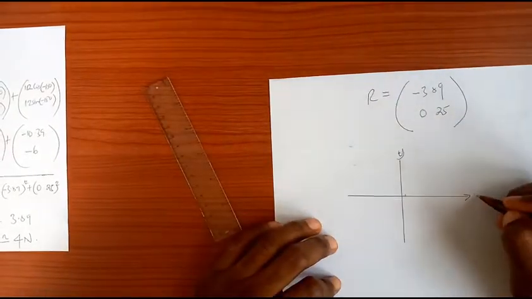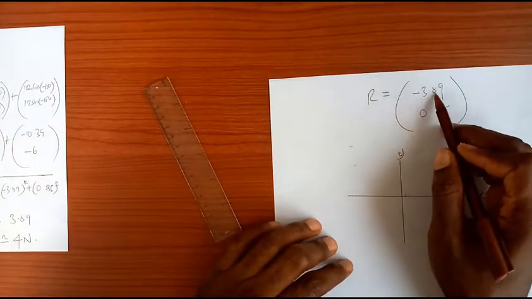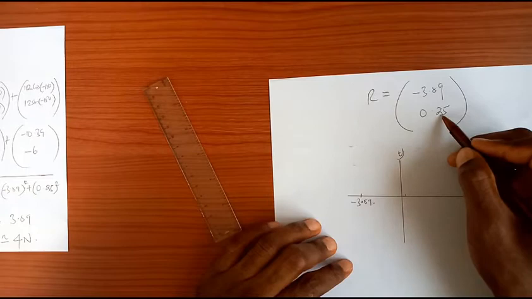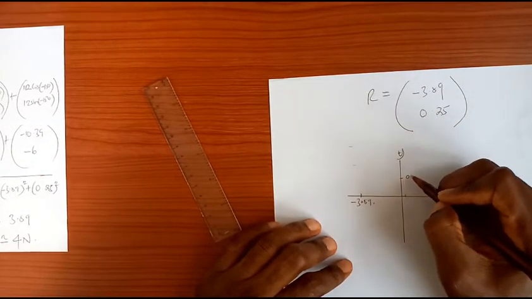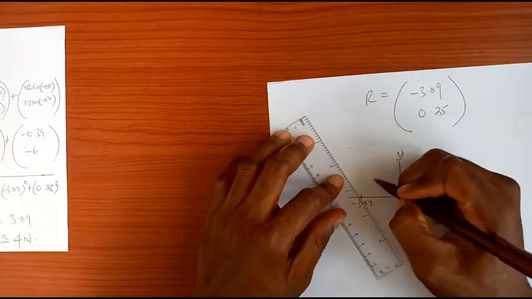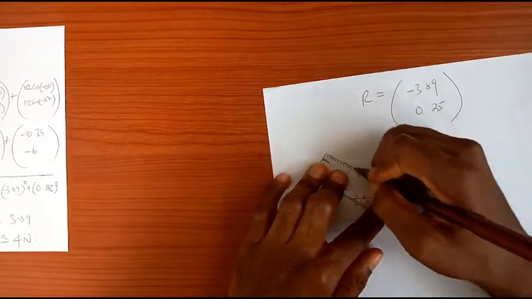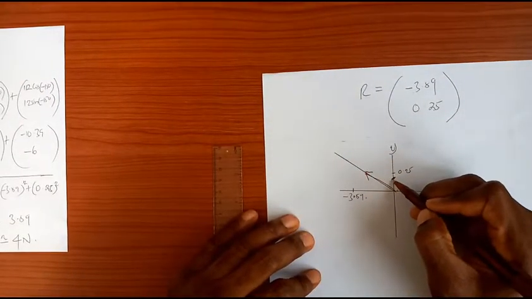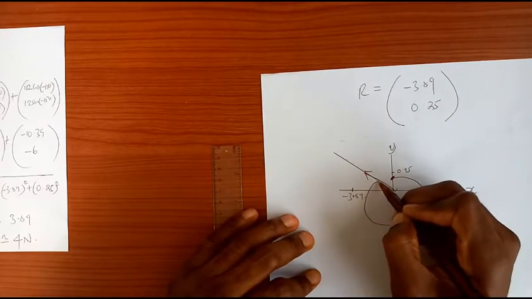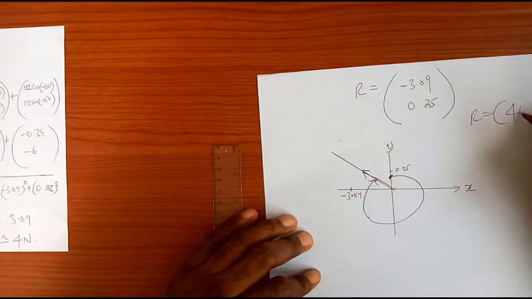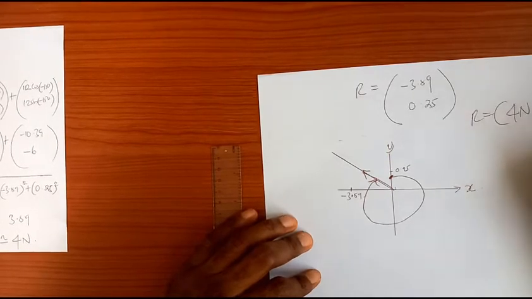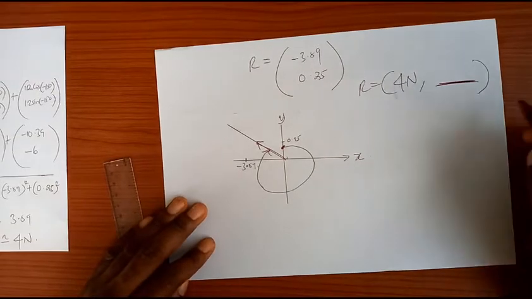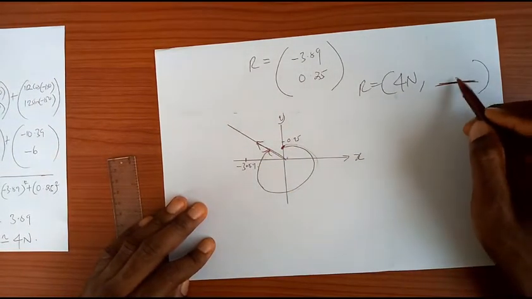This is my y-axis, this is my x-axis. Now this is negative 3.89, which means we are on the negative axis. Then positive 0.25 will be somewhere here. This is not to scale, so I'm having my resultant somewhere here. Your direction is always measured from this y all the way here. So now we have R equals 4 newtons, but we are left with our direction, measured with respect to the north pole only.